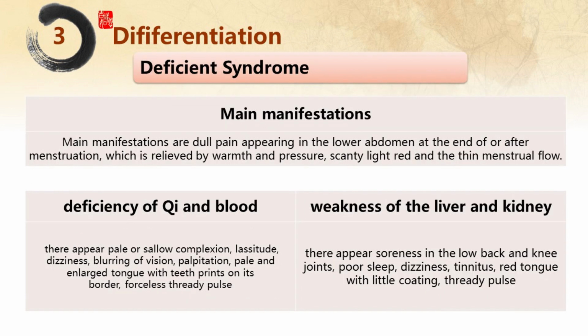Next one, deficient syndrome. Main manifestations are dull pain appearing in the lower abdomen at the end of or after menstruation, which is relieved by warmth and pressure, scanty, light red, and thin menstrual flow.